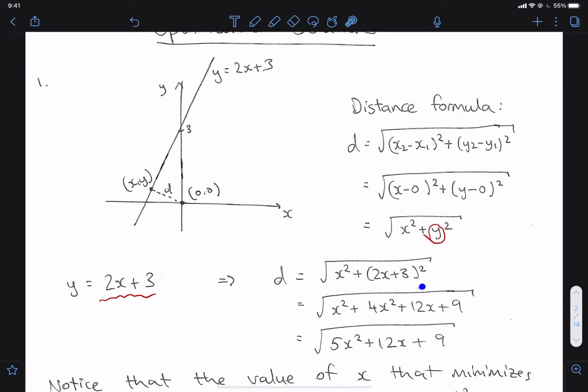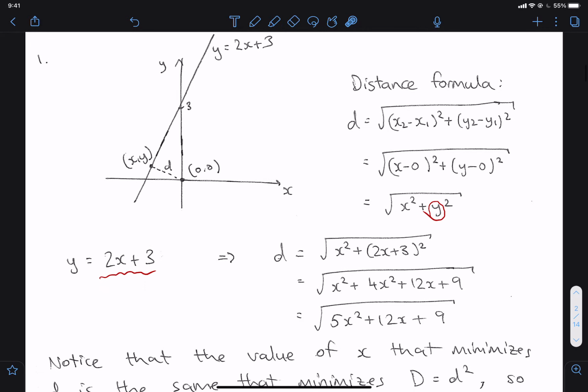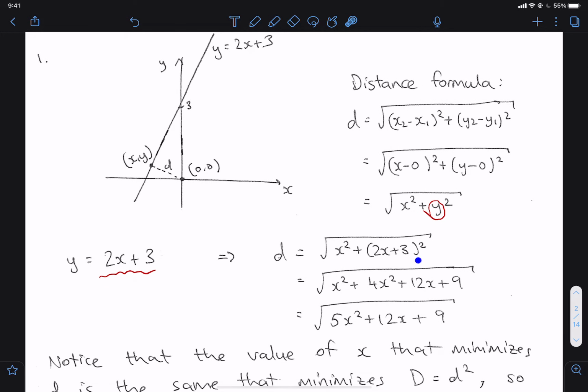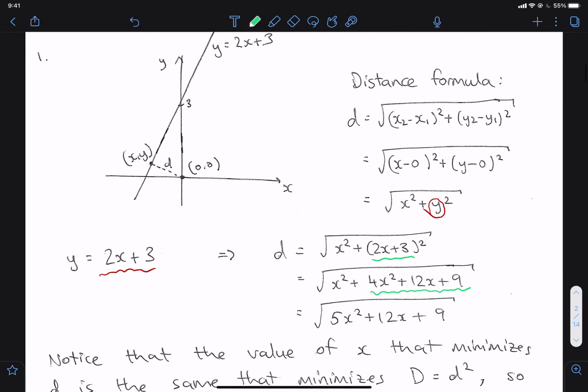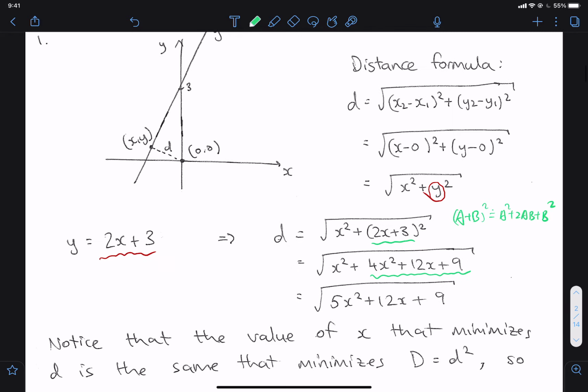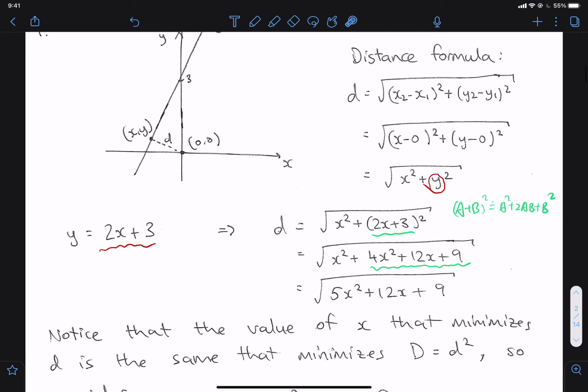Okay. And now I open the bracket to do some simplification. This is the perfect square formula, right? It becomes 4x squared plus 12x plus 9. That's just the formula (a plus b) squared equals a squared plus 2ab plus b squared. And now I combine those similar terms, and I have 5x squared plus 12x plus 9.